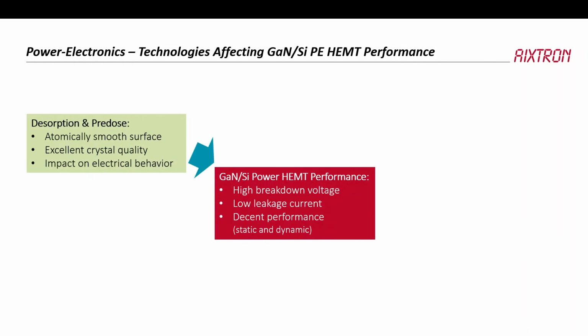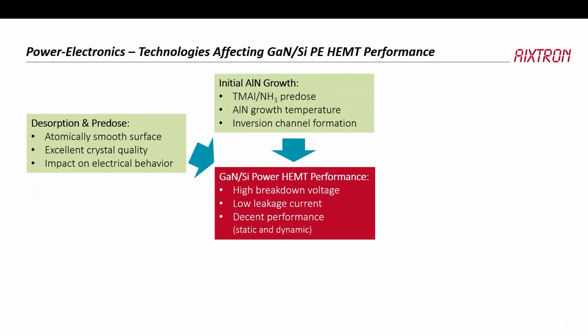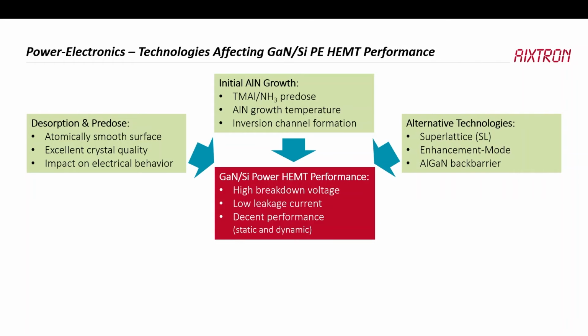And desorption, predose. This is when we start growth on the silicon surface. So we need atomically smooth surfaces, excellent crystal quality, obviously, because everything here has an impact on the electrical behavior of the transistor. Initial aluminum nitride growth, as I said, predose or things like that, inversion channel formation that can happen down there, not desired. Alternative technology, super lattices, this is the mainstay now.